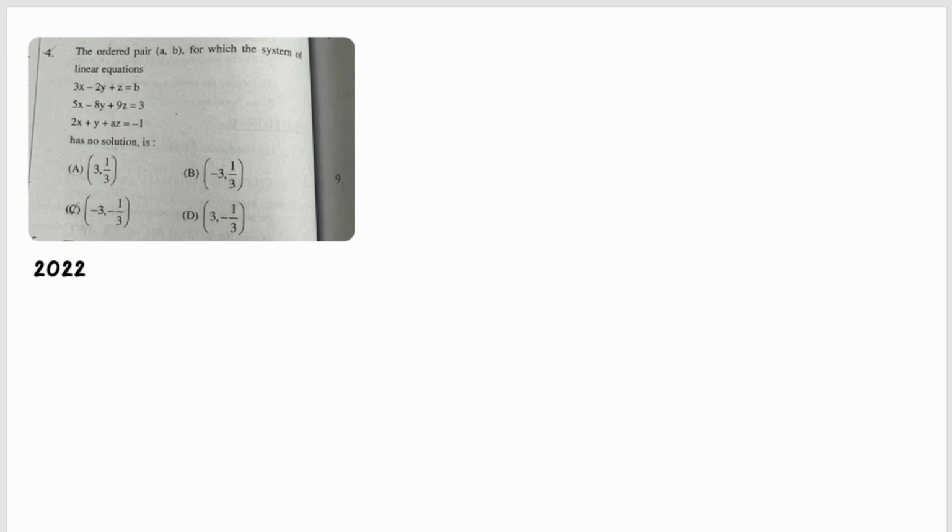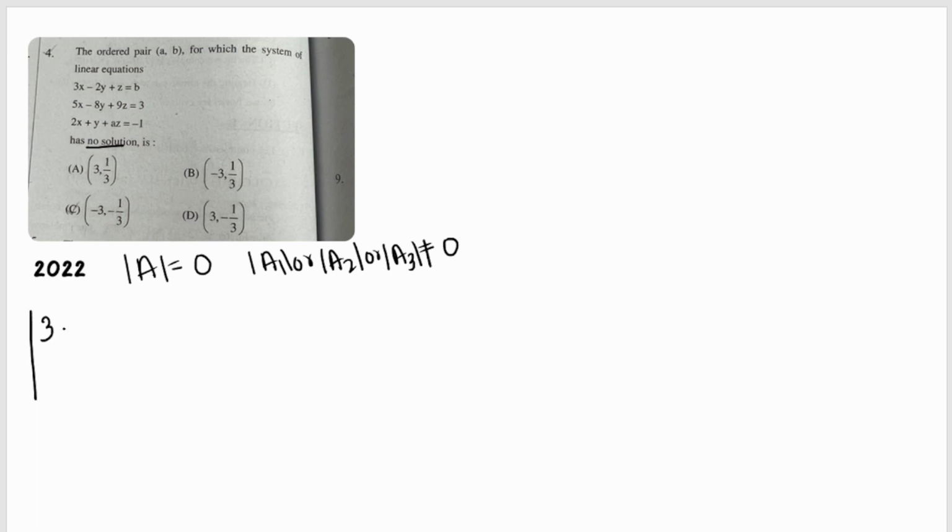Moving on to the next question. This question, the system of linear equations is given and it says it has no solution. No solution means determinant A should be equal to 0 and also determinant A1 or determinant A2 or determinant A3 should not be equal to 0. Any one of them should not be equal to 0. For that, first we will find the determinant A.